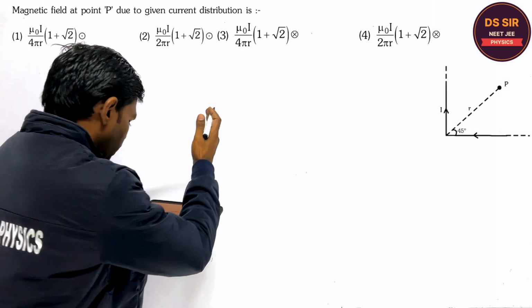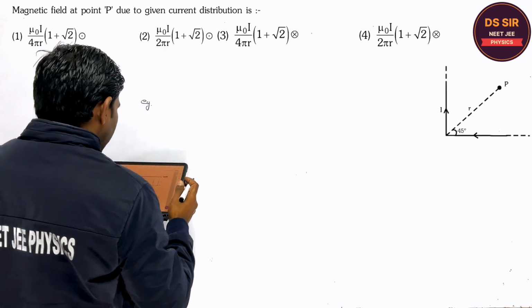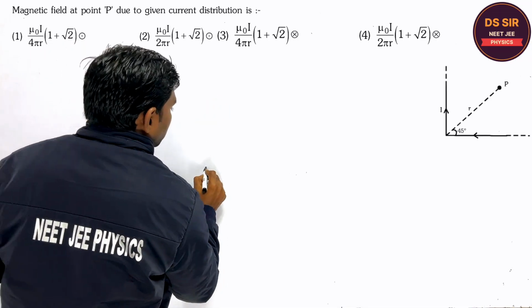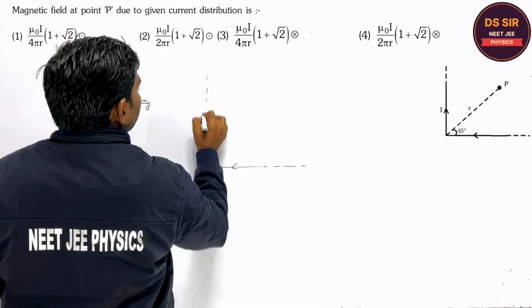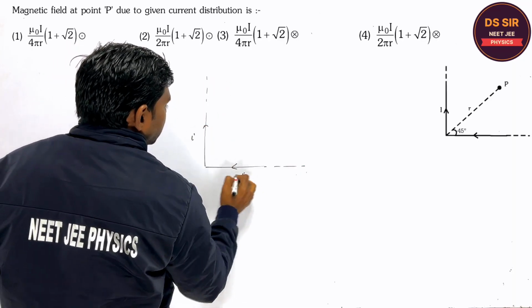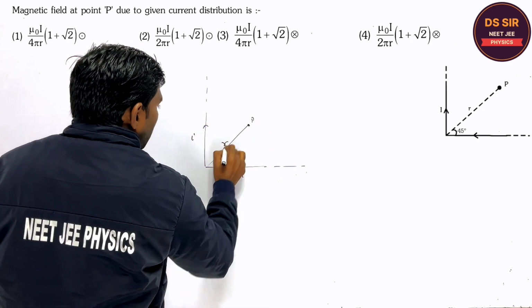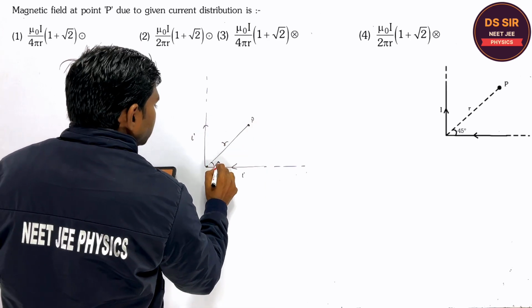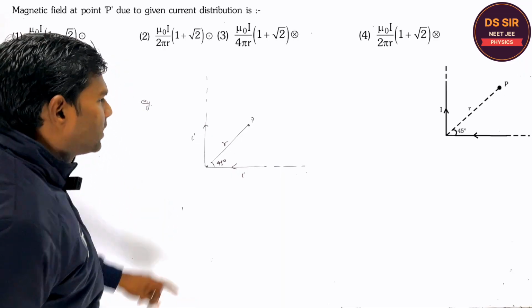Copy this. So read this question. You have to find the magnetic field at a point P due to the current distribution. This is an infinite wire. This is another infinite wire. The current is I. At this point P, which is at distance R from the origin, suppose this angle is 45. You have to find the magnetic field at this point.